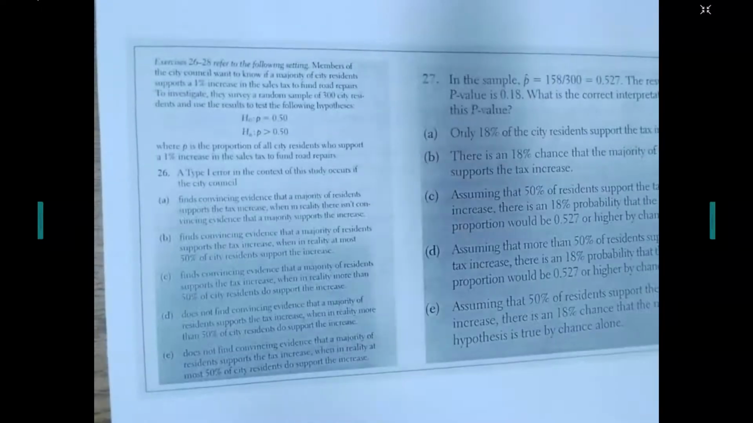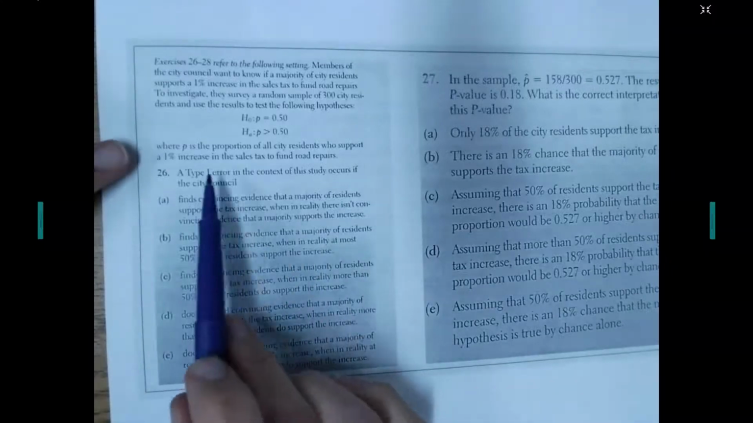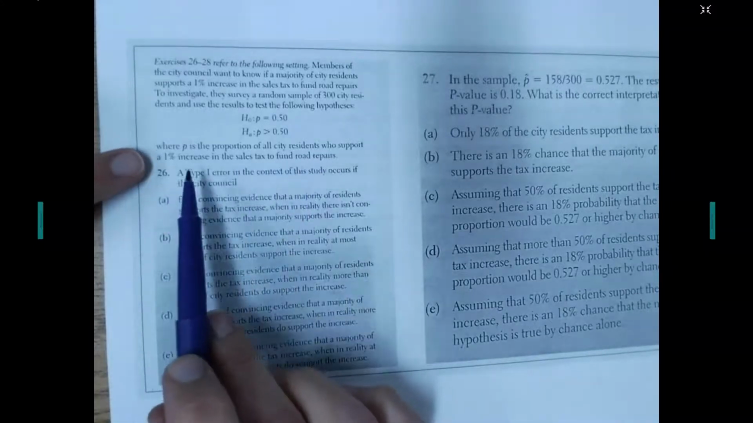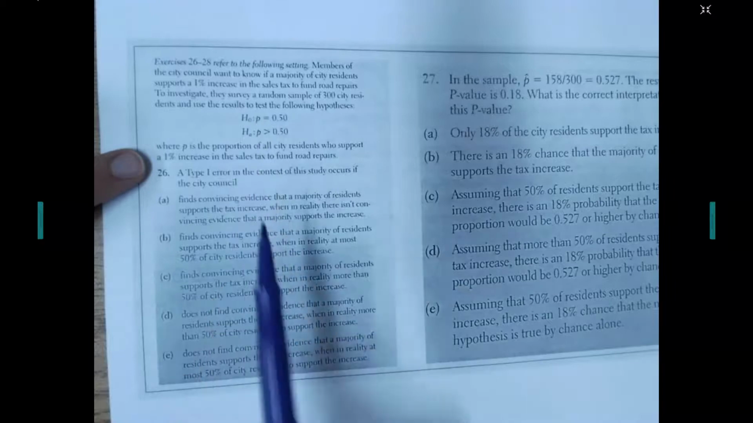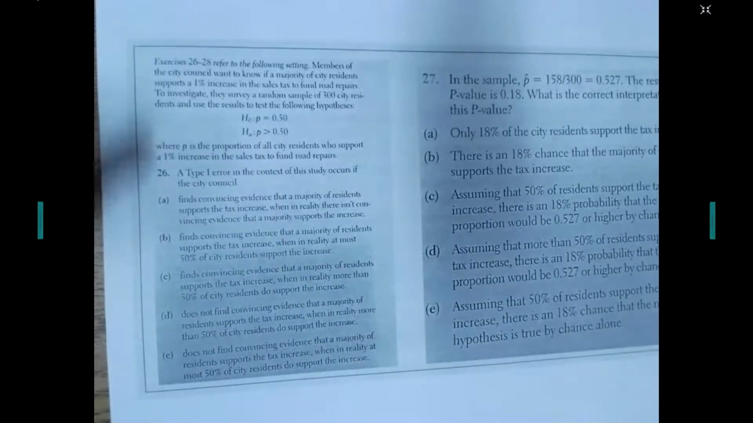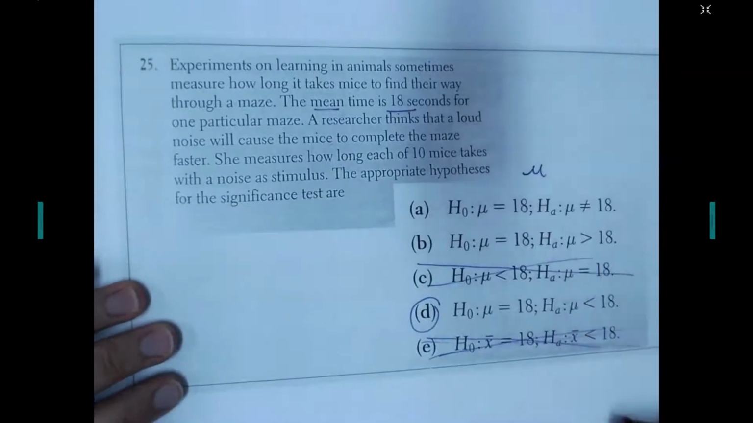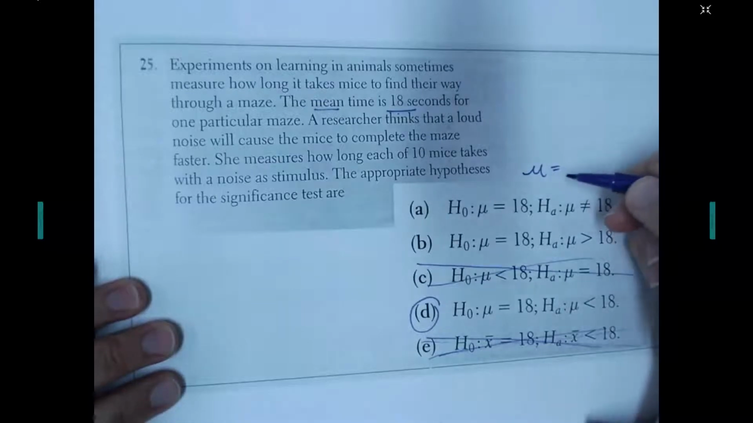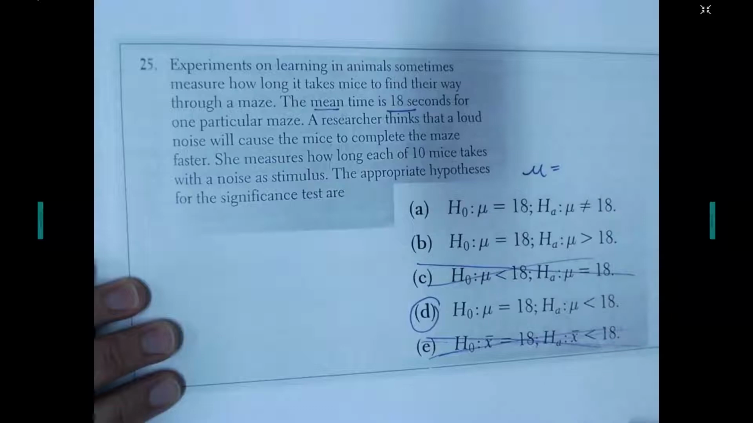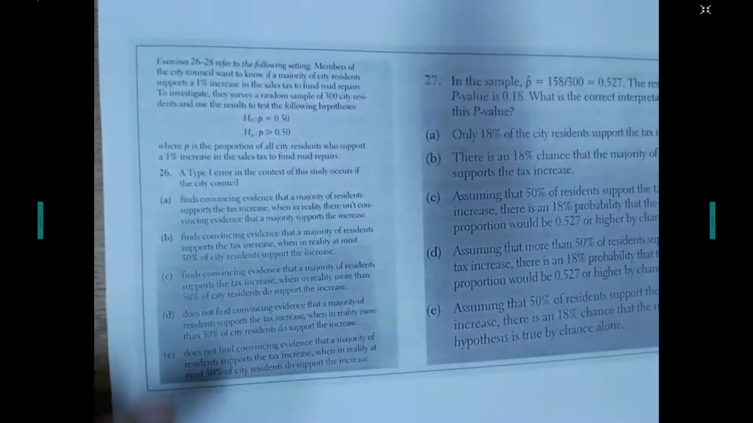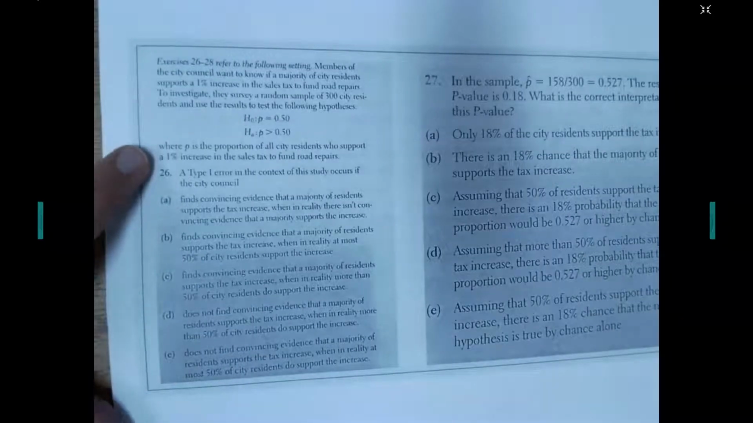Okay? Let me zoom this in a little better. All right. So where P is the proportion of all city residents who support a 1% increase. So again, remember, that's the one thing that we should have had somewhere in that last one, where we should have defined what that parameter actually stands for. It was multiple choice, so we didn't have to. In this case, mu would have been the average time the mice take to complete the maze, right? So here, this P is the proportion of all city residents who support the 1% increase.